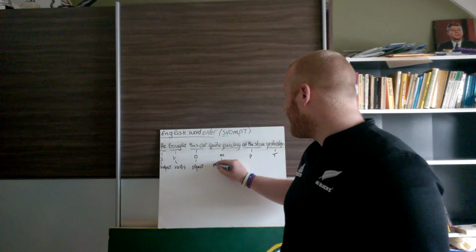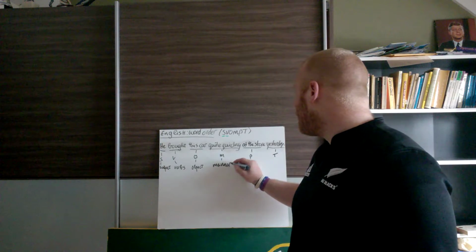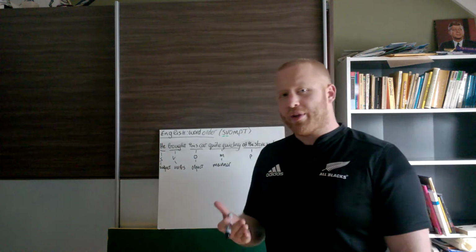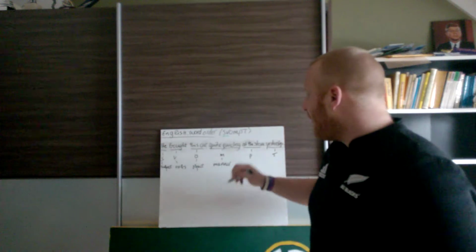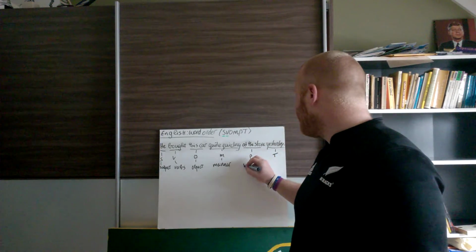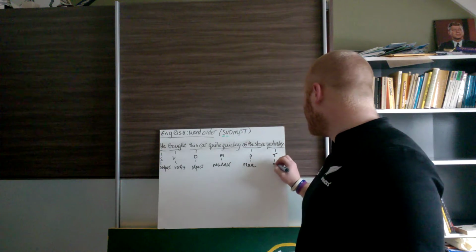And we have the M, which is the manner. Manner explains to you the manner in which something is done. So how was it bought? It was bought quite quickly, and it follows directly after the object. Then we have the P, which is place, and the T, which is time.